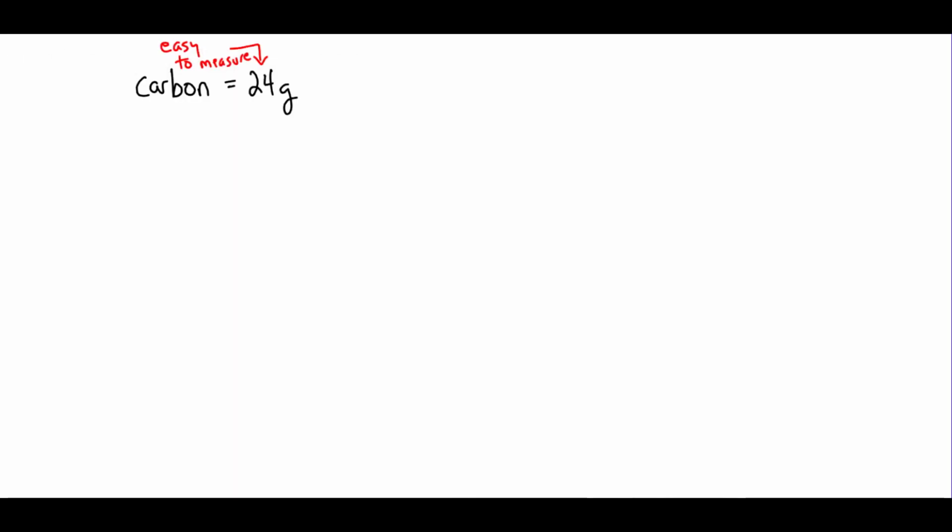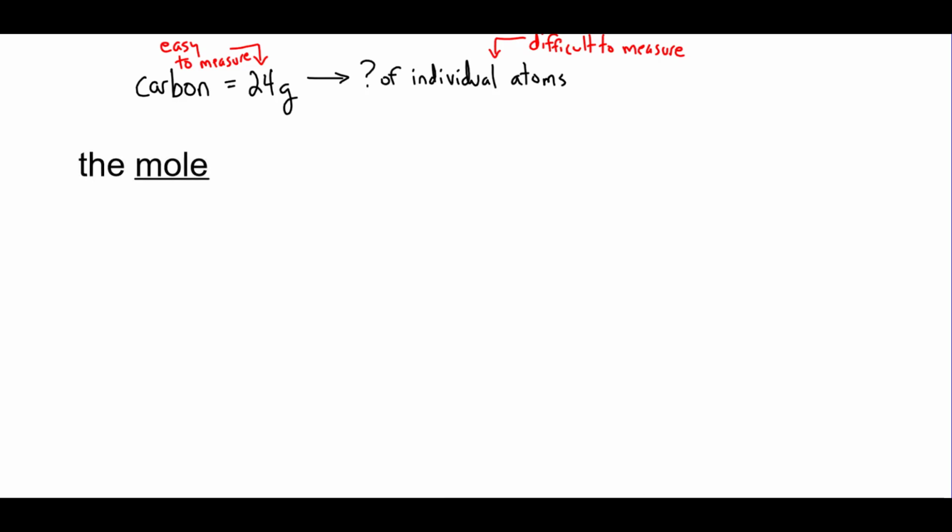Now, in chemistry, we are often dealing with quantities of substances measured in grams. Like, let's say we have a pile of carbon and it weighs 24 grams. Grams are really easy to measure in lab with a scale, but what really matters for chemistry that we have to learn about this year is the number of individual atoms that we have in that 24 grams. That number of atoms is incredibly difficult to measure. I mean, atoms are super small. So we have a way around that, and it's called the mole.